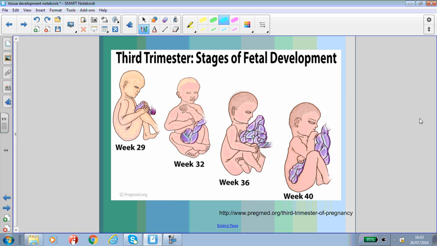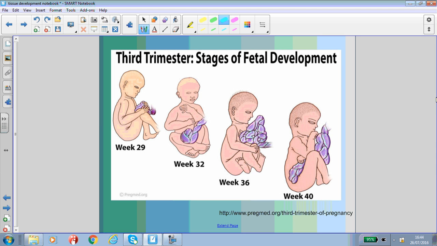We get sensory connections in the brain forming. So babies who are born very preterm, so that very early third trimester stage, often have issues with their senses. So they might have sight or hearing issues. And that's because the sensory brain connections occur in that third trimester.